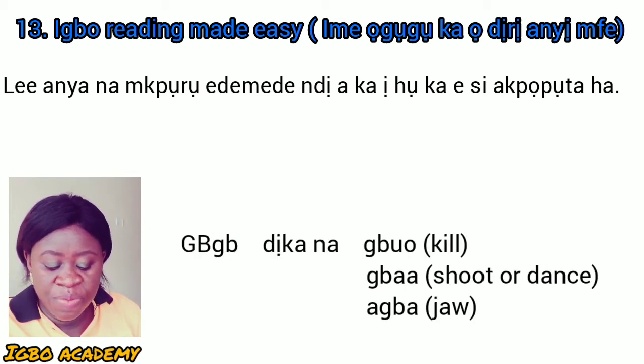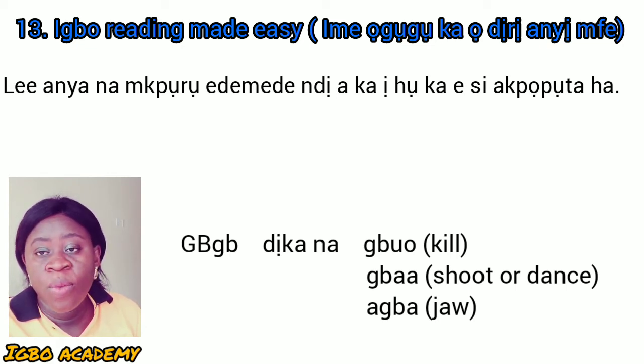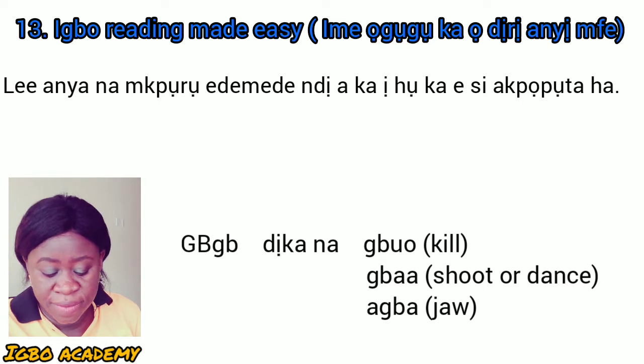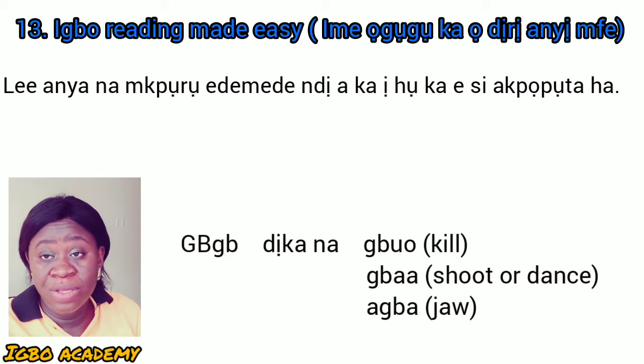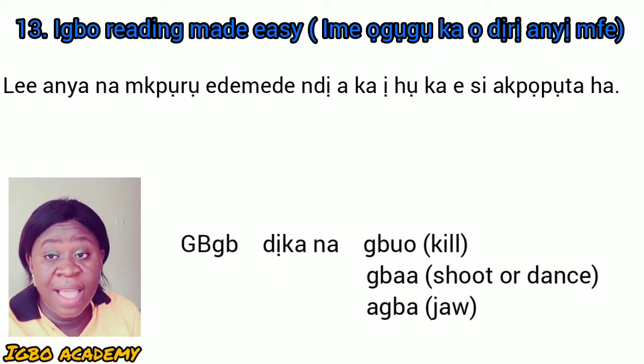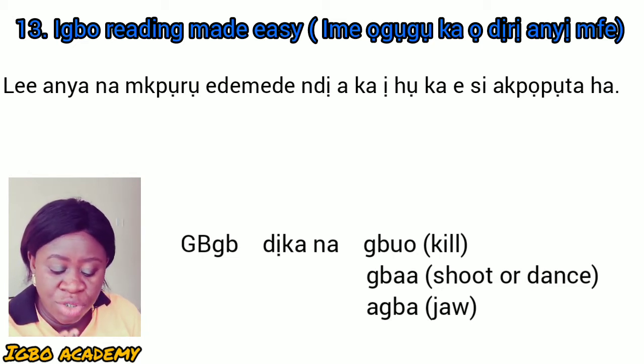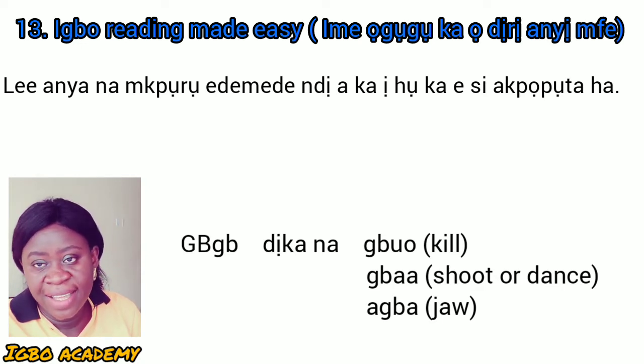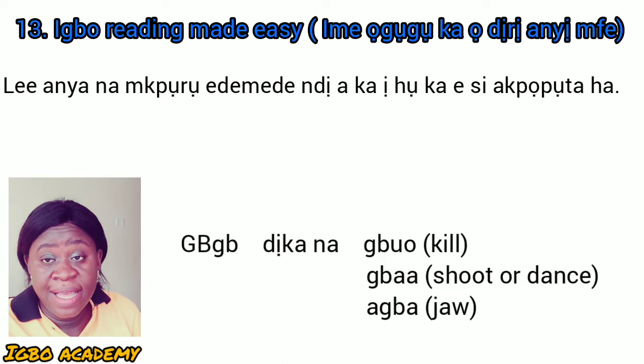Then we'll go over to GB. Gbe. Gbuo means kill. Gba, to shoot or dance, means gba. Use it in a sentence: onye ga-agba egwu. Good. Gba means to dance. Then agba means your job. Agba means job. So G and B, dịka na gbuo, kill, gba, dance or shoot, agba, job.